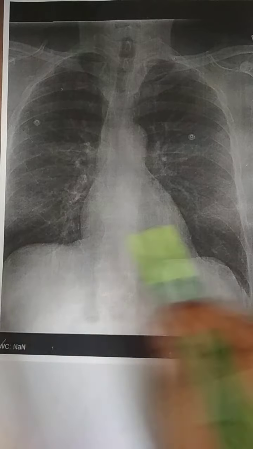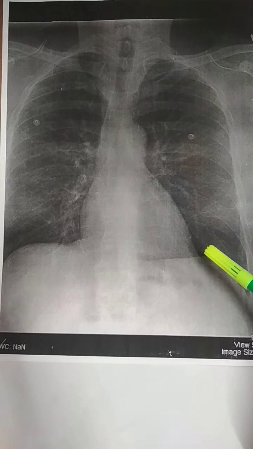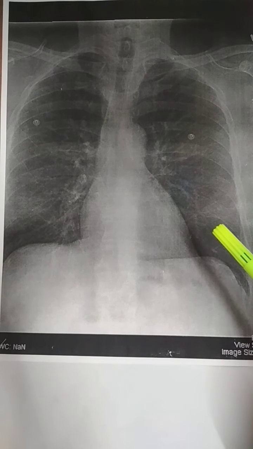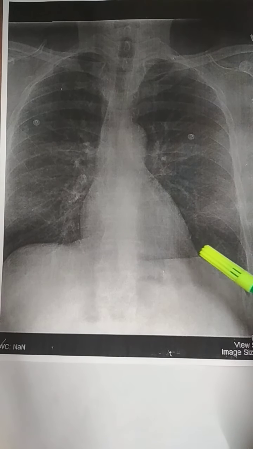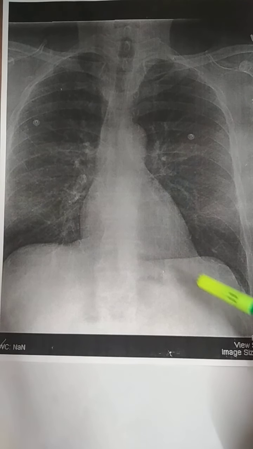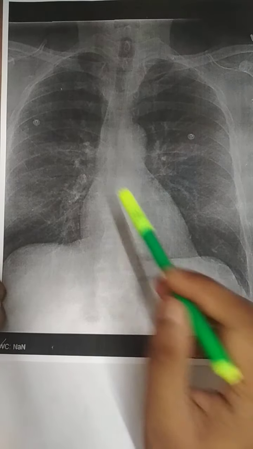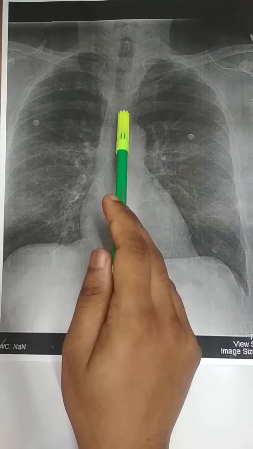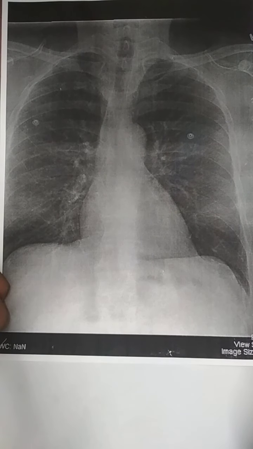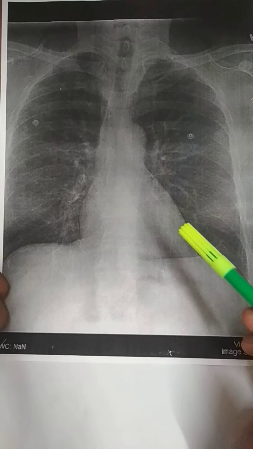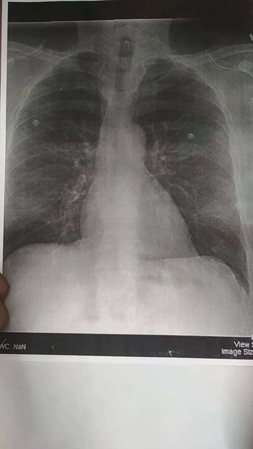So the usually followed sequence is the A, B, C, D, E, F order, the English alphabets. So here let's see what the sequence is. A stands for the airway. In the chest X-ray, you know that there are three airways: the trachea, and the right and left bronchi. Usually only the trachea would be very prominent and visible.